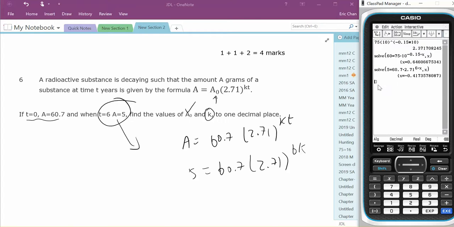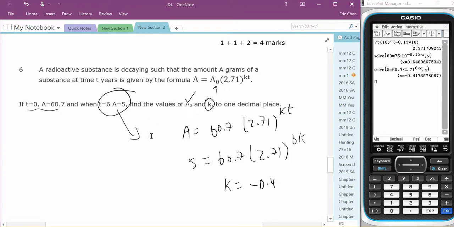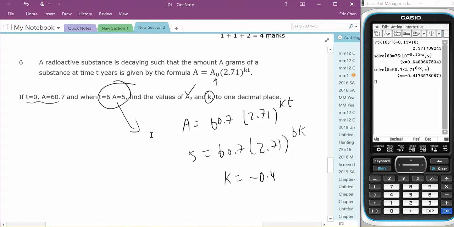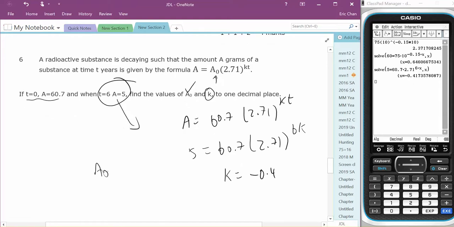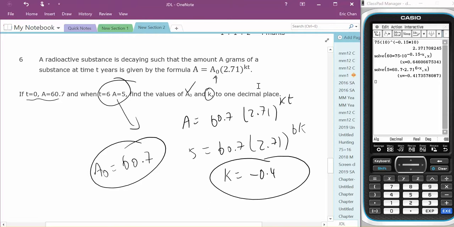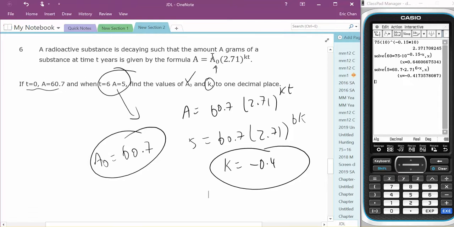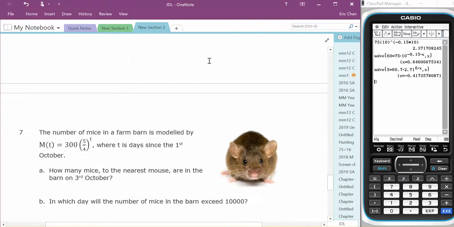So K equals negative 0.4, because it says 1 decimal place. Okay, so we know A0 equals 60.7 and K equals negative 0.4. Just realize that whenever you have a formula like this, the A0 is always your initial value, or the A value is always your initial value.